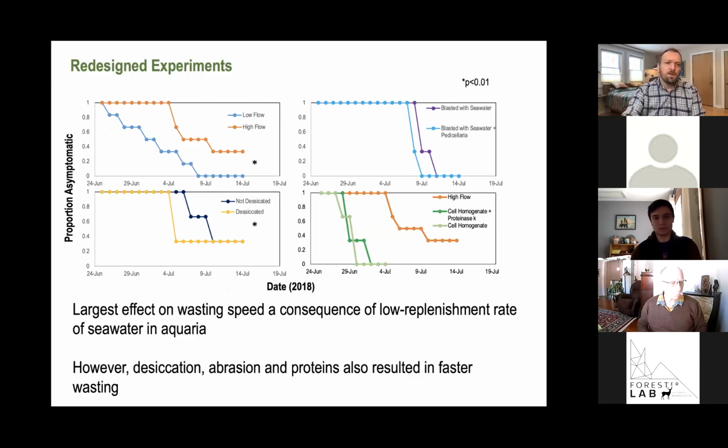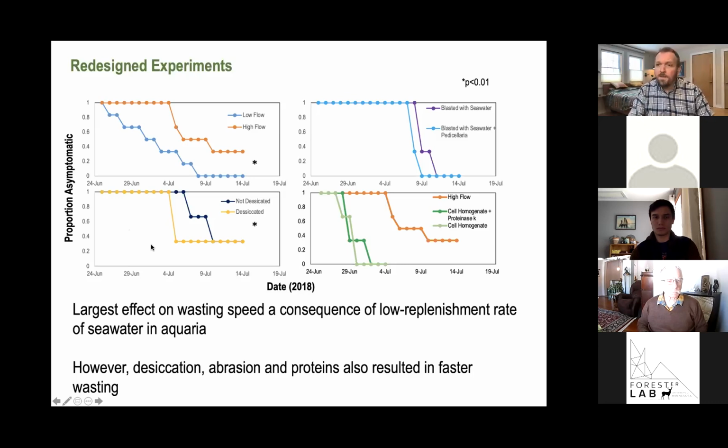And so if we look at this top left-hand side, we see that basically sea stars in low flow rates, they wasted faster than high flow rates. That is a statistically significant trend. If we blast them with seawater plus pedicelaria, so these are the surface features on starfish, these little claw-like structures, and you compare that against just blasting with seawater, they wasted a little bit faster, although that's not statistically significant.